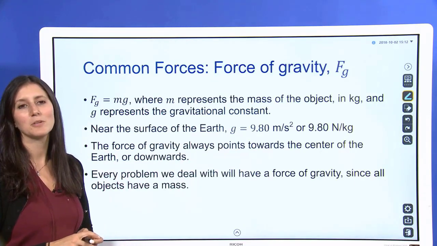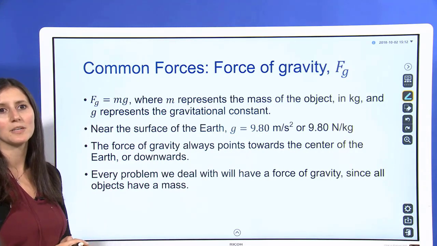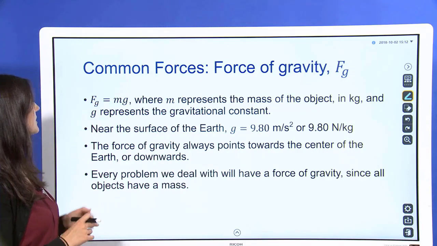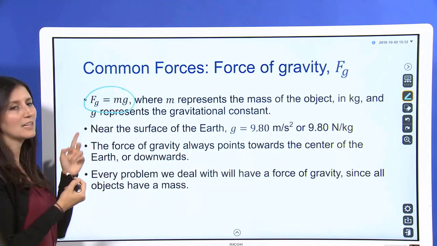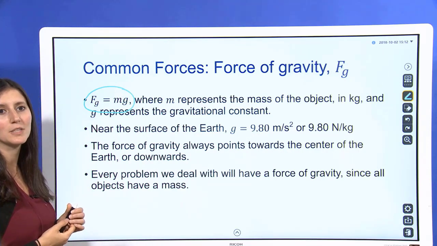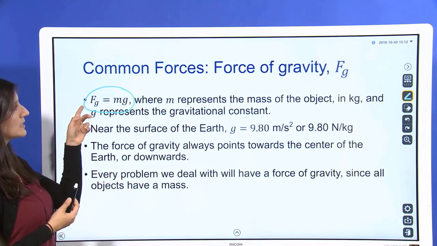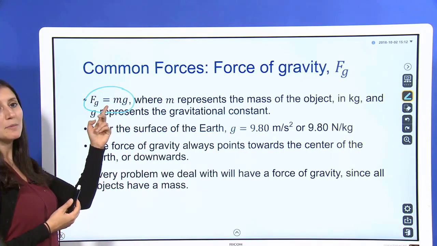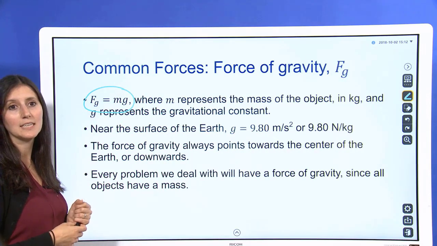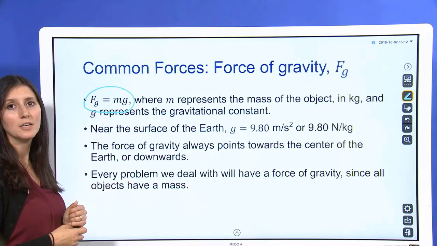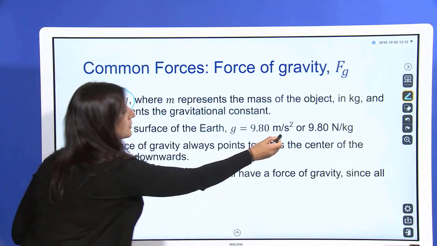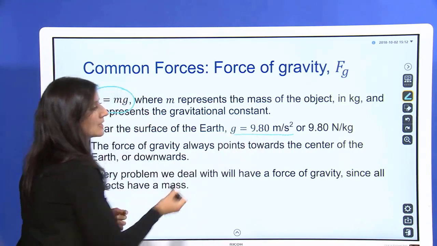So let's look at some of the most common forces which we're going to use in this course. First, the force of gravity, or Fg for short. Fg, you'll see, is equal to mg. Now this is a formula that you'll see on your formula sheet. Fg stands for the force of gravity, m is the mass of the object in kilograms, and g represents the gravitational constant, which is equal to 9.80 meters per second squared.